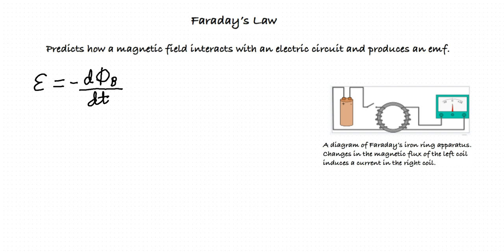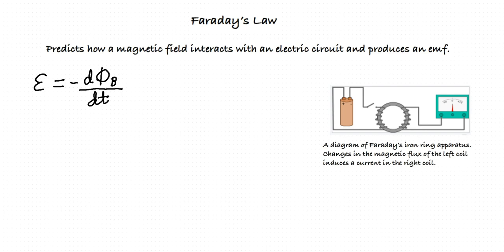where epsilon is the electromotive force and phi-B is the magnetic flux. The direction of the electromotive force is given by Lenz's law, which states that the direction of the current induced in a conductor by a changing magnetic field due to Faraday's law of induction will be such that it will create a magnetic field that opposes the change that produced it. That is why there is a negative sign.